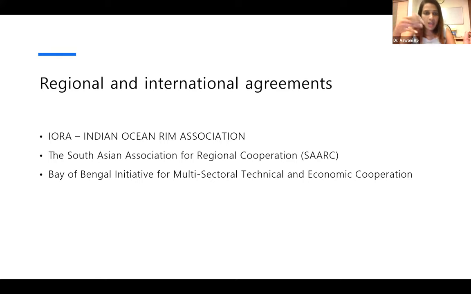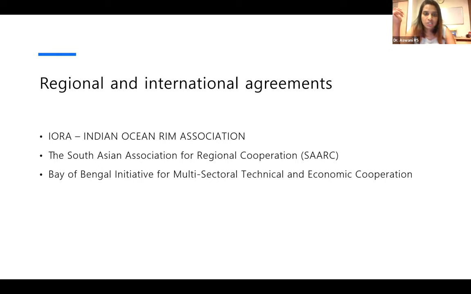And then SAARC, I hope you know, the South Asian Association for Regional Cooperation. It was established in 1985. It's headquartered in Kathmandu, Nepal, and it's again a regional intergovernmental organization. India is a part of it, and there are eight countries. It also aims at promoting economic development and regional integration.